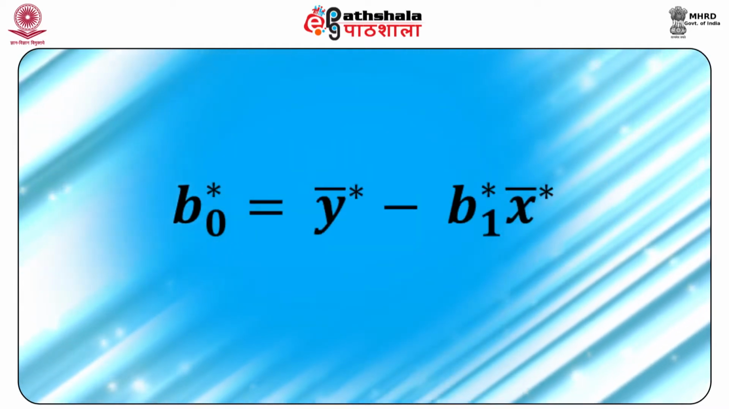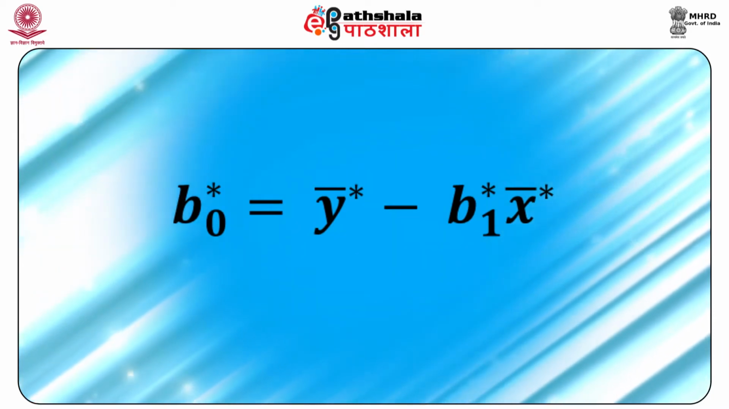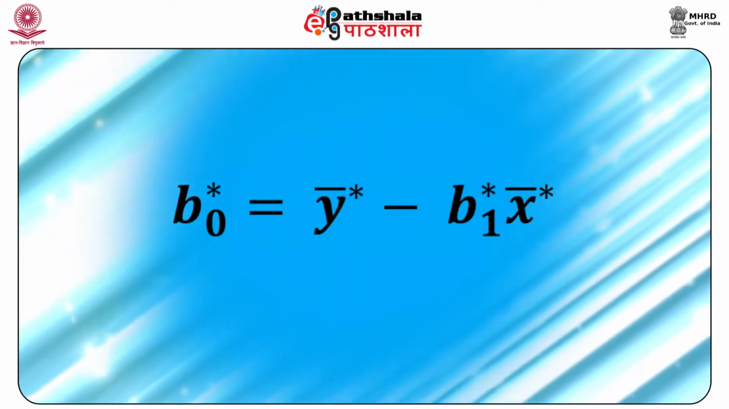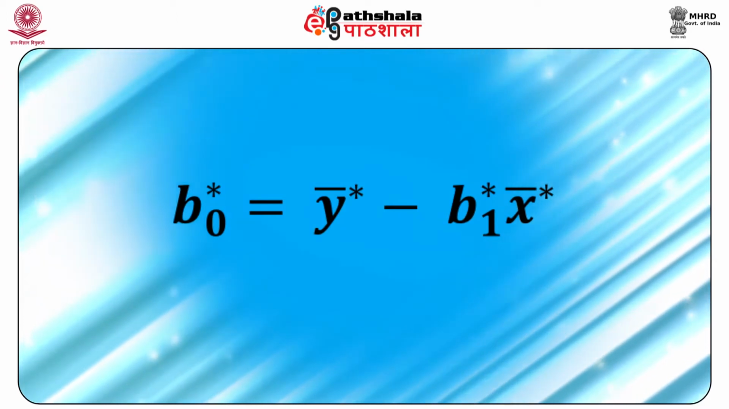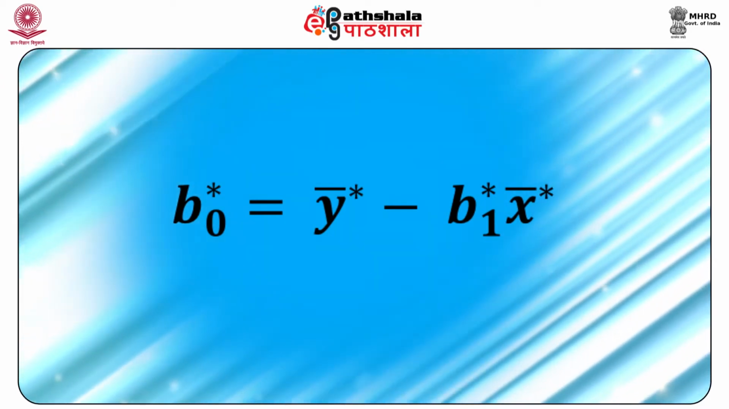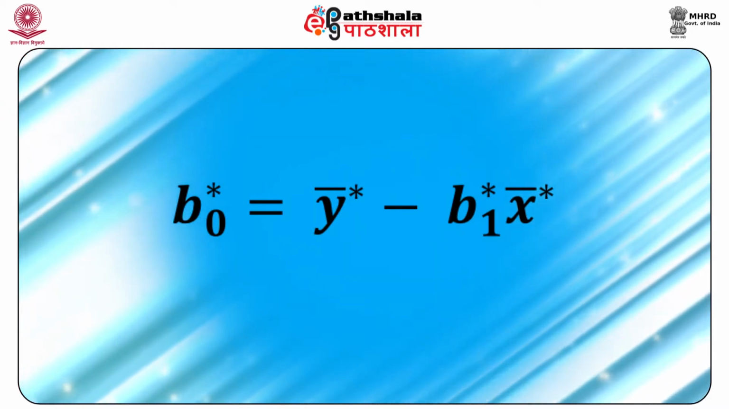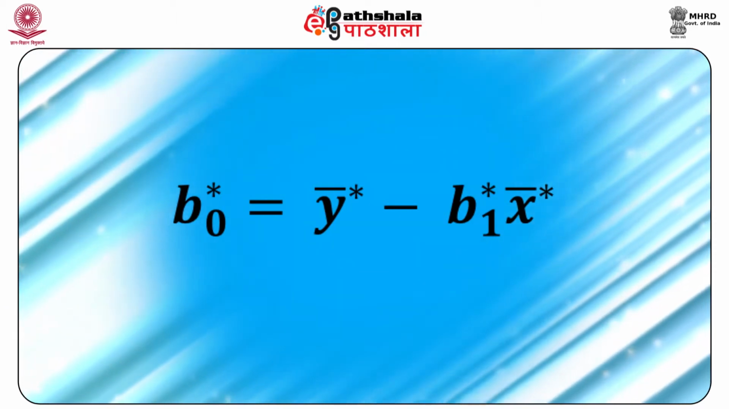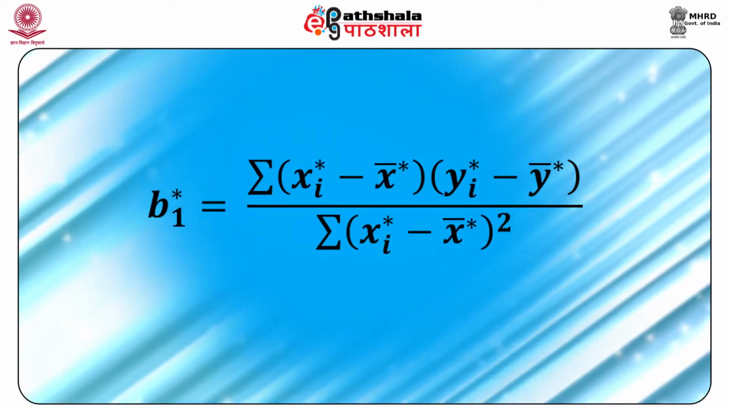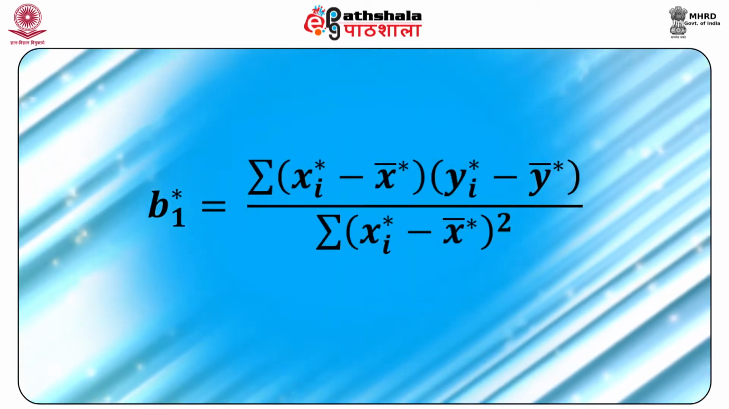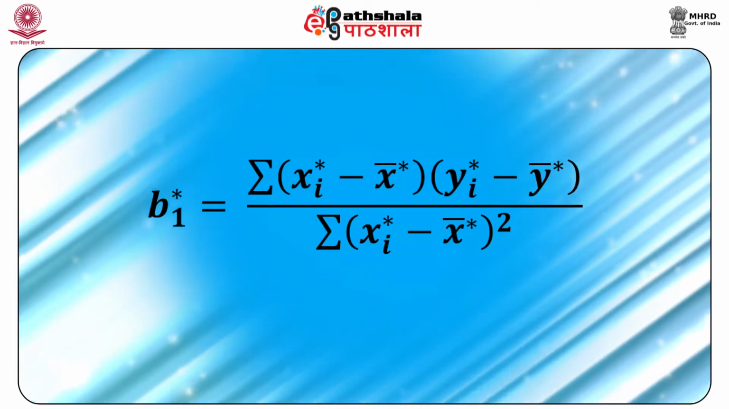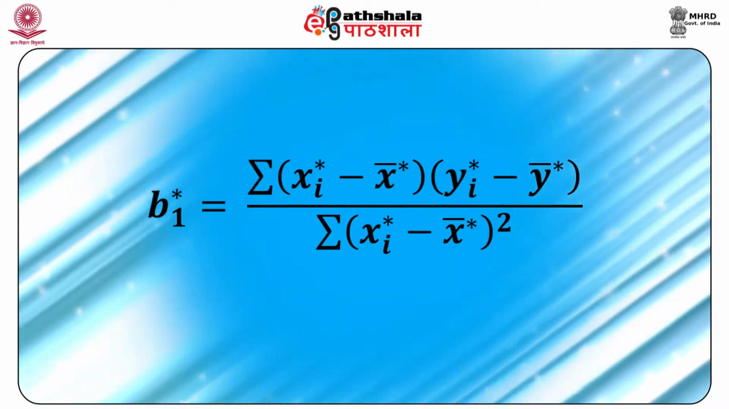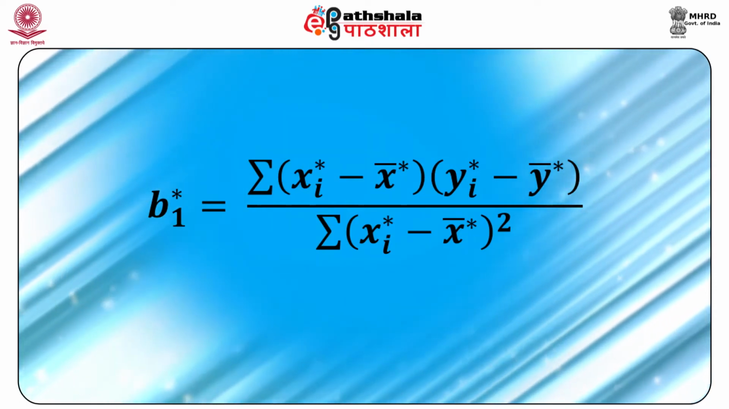But now, if we apply OLS estimates to our new equation, equation 2, where we have used few scalars and we have redefined our variables y and x, you may find that now b0 star is equal to y bar star minus b1 star into x bar star, and similarly b1 star is equal to sigma (xi star minus x star bar) into (yi star minus y star bar) upon sigma (xi star minus x star bar) whole square.